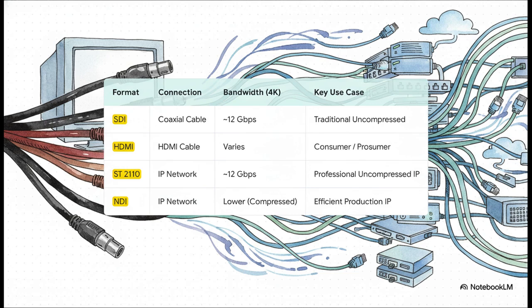Now, this chart compares the old guard with the new kids on the block. We've still got SDI, of course, but look at the two IP-based options. SMPTE 2110 is the big one. It's the broadcast standard for sending that same massive, uncompressed 12 gigabit signal over a standard network. Then you have NDI, which uses some really clever compression to send high-quality video using way less bandwidth. The key takeaway here is crystal clear. We are quickly moving away from specialized video cables and onto the standard network infrastructure that IT pros know and love.